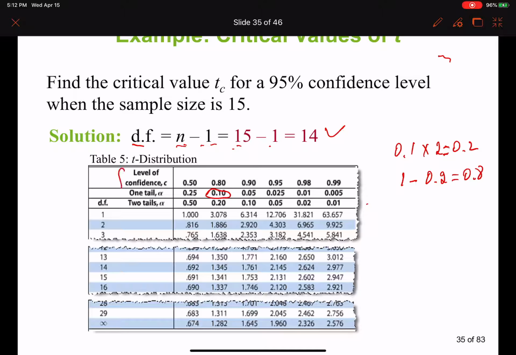If one of these three is given, the rest you can figure out with no big deal. Another example, 0.025. Let's say only one tail is given, 0.025. For two tails, you'll find out by multiplying by 2, because remember, left tail, right tail, errors are identical. So you will get 0.05. That's the two-tail error. And the level of confidence is going to be 1 minus 0.05, which will be 0.95. Are we clear?